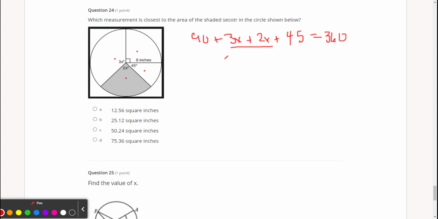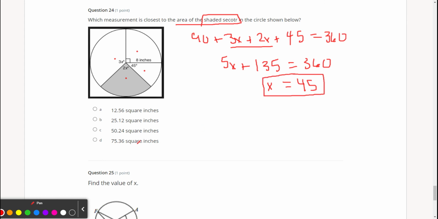Combine your like terms. So what's x equal? 45? Okay. Now, how do I find the area of the shaded sector? 45 divided by 360. Is that x or is that my angle? Oh, x. So you get 45 times 2, which is 90, and then you do 90 divided by 360 times it.